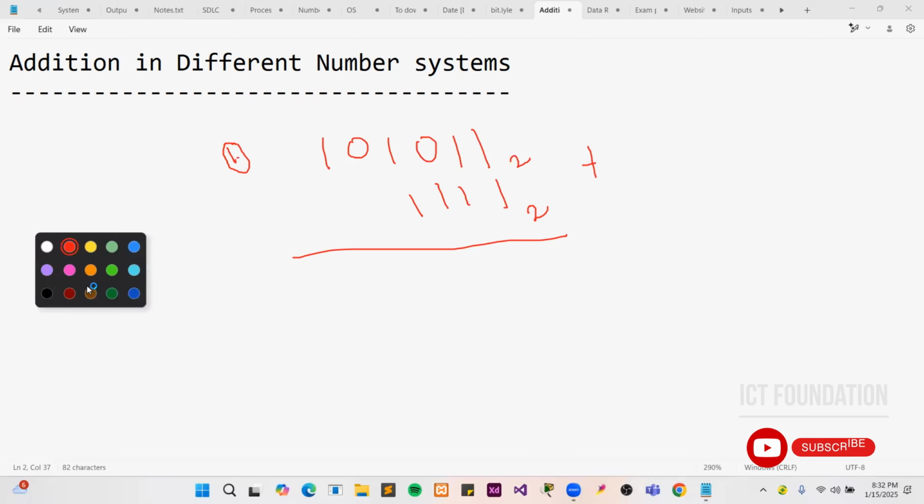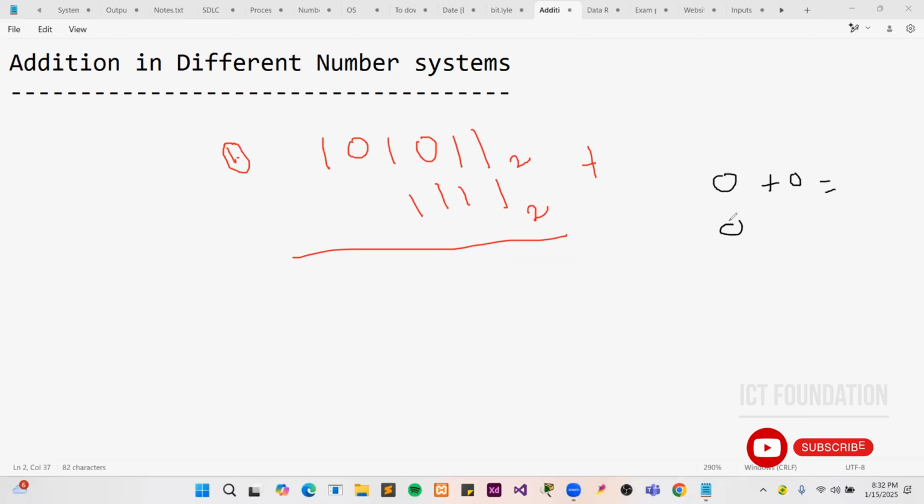Once we are concerned with addition in binary, we have to know about these calculations. 0 plus 0, that will be 0. 0 plus 1, 1 plus 0, 1 plus 1. Sometimes you may get 1 plus 1 plus 1. The only thing you have to memorize is this.